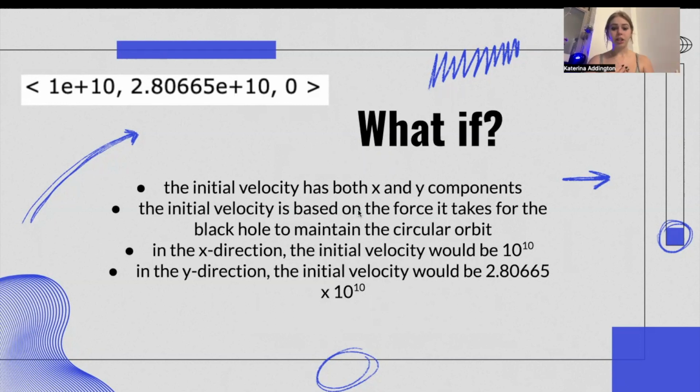So for the what if question, how to find the initial velocity, the initial velocity has both X and Y components. It's based on the force it takes for a black hole to maintain the circular orbit. We can use the code to calculate this, and for mine, I got about, in the X direction, about 10 to the 10th power, and then in the Y direction, about 2.8 times 10 to the 10th power, and obviously there's no Z component.